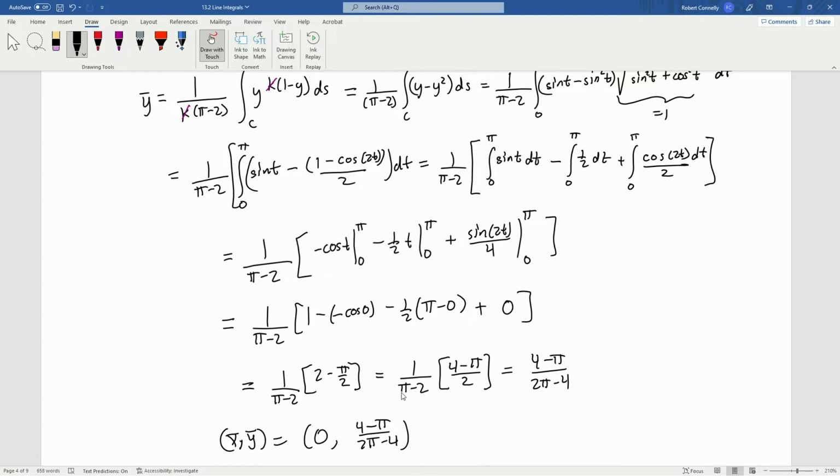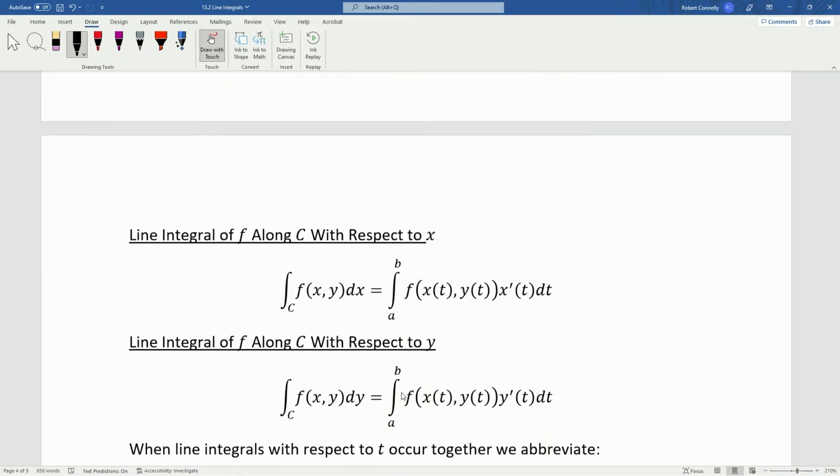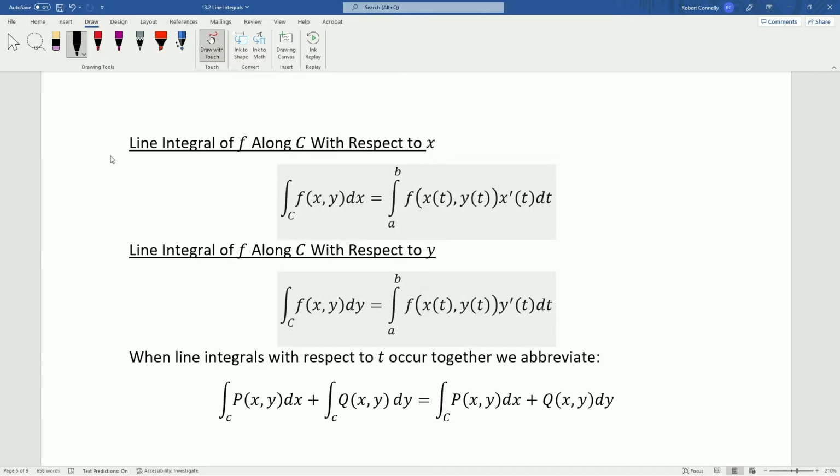Okay, let's go ahead and move on. Now, we're going to consider a different situation, the line integral of f along a curve c with respect to x. This is notated as the integral over c of f(x,y) dx equals the integral from a to b of f(x(t), y(t)) times x prime of t dt. Similarly, the line integral of f along c with respect to y, same thing, except you've got dy, which changes to y prime of t dt.